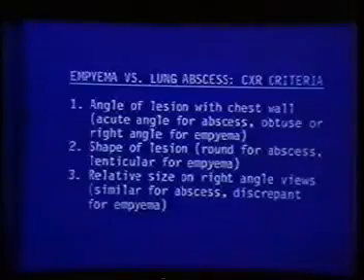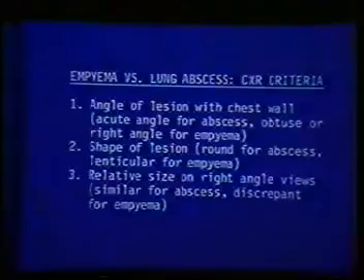And as a corollary of that, if you look at a lesion on right angle views, if it's round like a lung abscess, it's going to be about the same size on each view. If, on the other hand, it's lenticular, on one right angle view, it tends to be quite large, and on the right angle view to that, it tends to be much, much smaller.